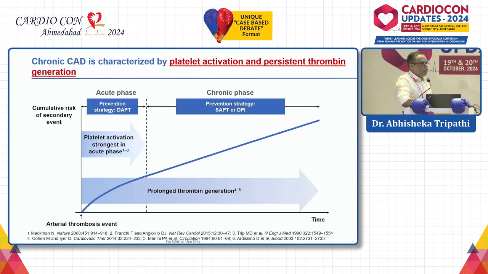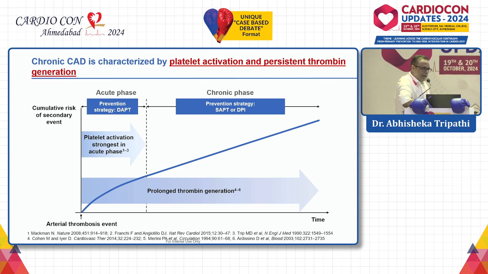Many times, earlier, we used to use the term chronic stable angina, which has been revisited and found that there is nothing stable in coronary artery disease. This is chronic CAD, chronic coronary syndrome, which is characterized by platelet activation and persistent thrombin generation. So many times in a patient with low thrombotic risk, we continue with single antiplatelet therapy, and we manage the patient well.